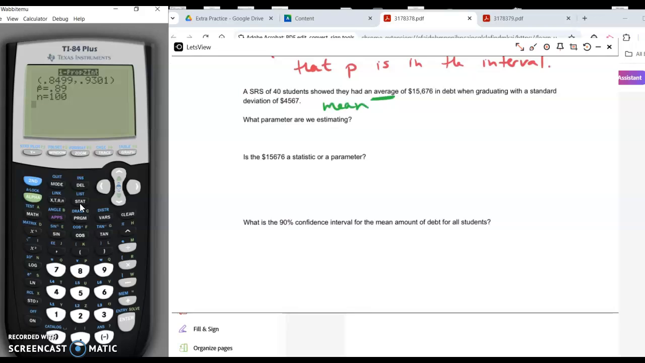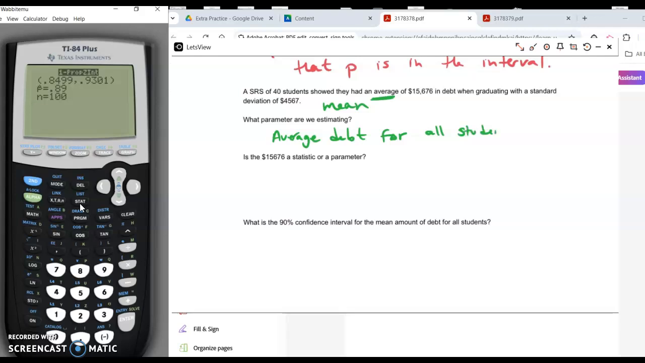They had an average of $15,676 in debt when graduating with a standard deviation of 4,567. So what parameter are we estimating? We're estimating the average debt for all students, all graduating students.